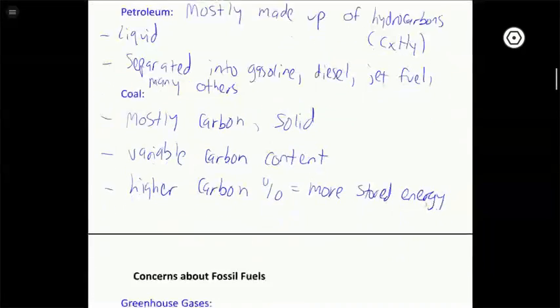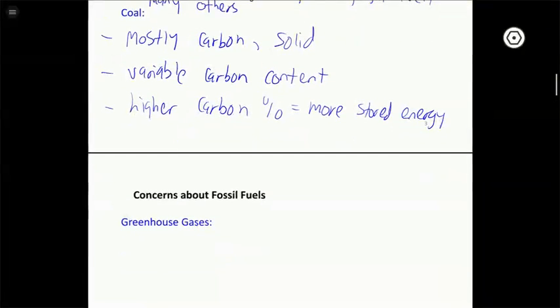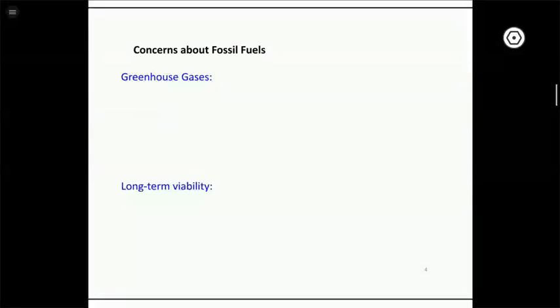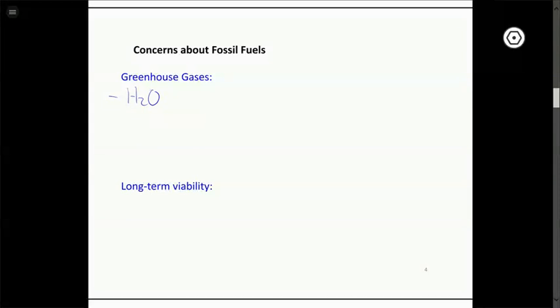Now, we've been using fossil fuels for many decades, and there are some concerns about them, as we're probably all familiar with if we follow the news. So one is the idea of greenhouse gases. Greenhouse gases are important and necessary for our survival on this planet. The primary greenhouse gases are water, methane, and CO2, the ones that are currently in the atmosphere today. They trap heat. So when the sun heats up the earth and that heat radiates off the surface of the earth, these greenhouse gases trap it, and they help keep the earth's surface warm.